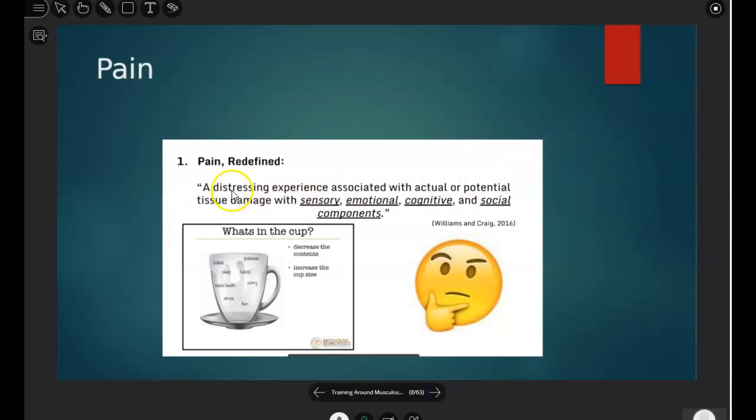So what is pain? Pain is a distressing experience associated with actual or potential tissue damage with sensory, emotional, cognitive, and social components. The interesting part about that, read it again: a distressing experience associated with actual or potential tissue damage. So people can actually experience pain without any tissue damage. You'll see this with someone who has persistent low back pain. Maybe they have no real damage there, but they still have pain. What you'll probably run into more is actual pain caused by tissue damage.